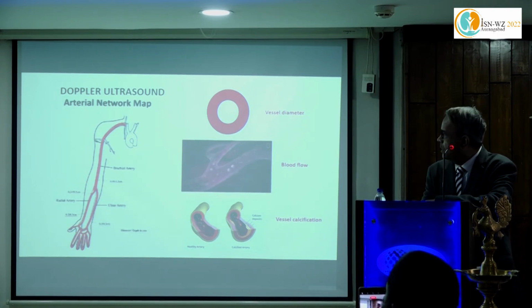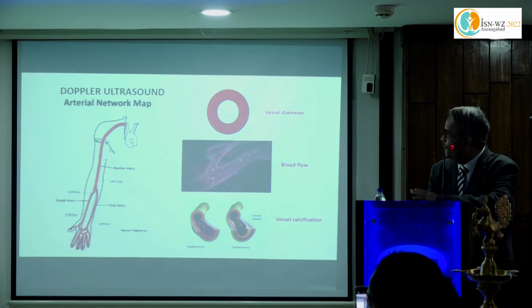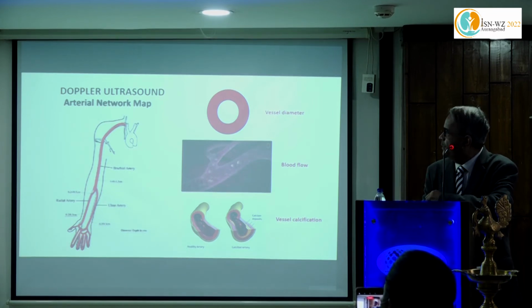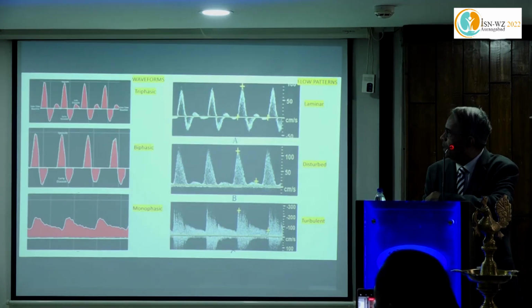The next topic is how to map the vessels. We won't go into details of that, but there are three things: the diameter of the artery on which we are supposed to create the fistula, more than 2.5 or 2 millimeters; then the flow; and the calcification of the artery. These things are easily picked up by color Doppler.